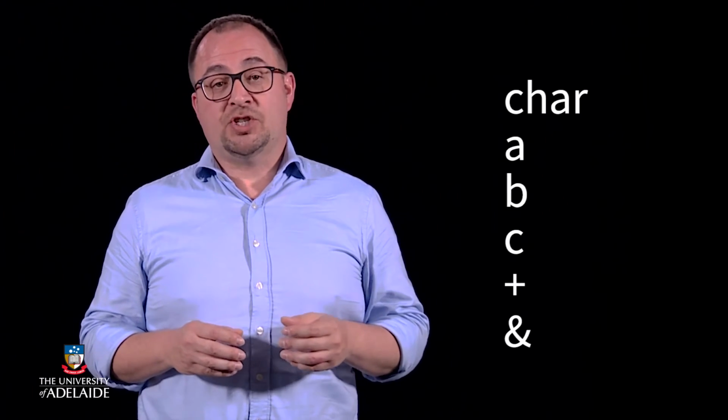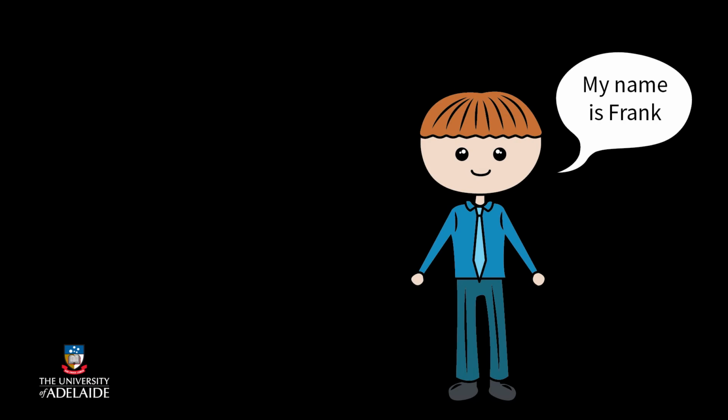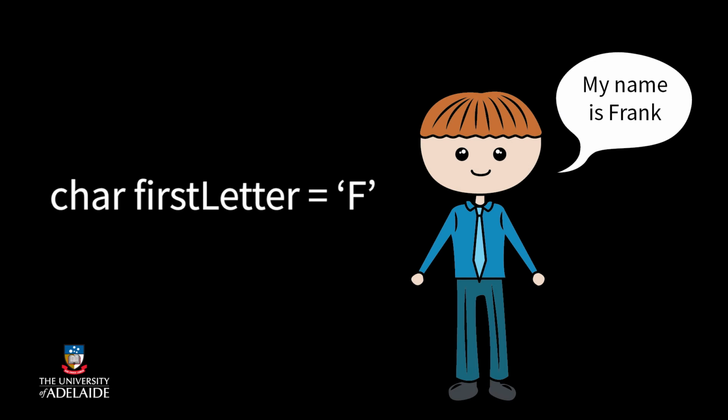Individual letters or characters are indicated by the Processing keyword char, and are values such as A, B, and C, as well as special characters like plus and ampersand. Any single character value can be a char. If we wanted to represent the first letter of the name Frank, we can use a character to represent that letter, writing char firstLetter equals 'F'. It's important to note that the char must be encased in single quotes, and that chars distinguish between lower and uppercase.